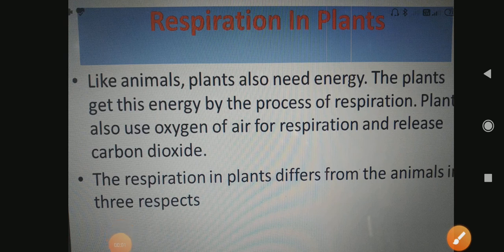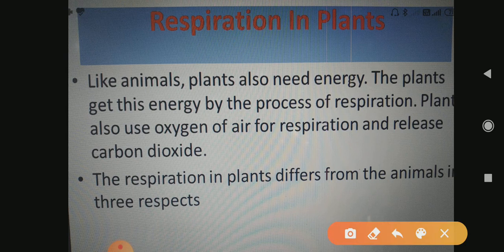Hello students. Last time we discussed the breaking down of glucose in various ways. Now let's move ahead to the next topic. The next topic is respiration in the plants.